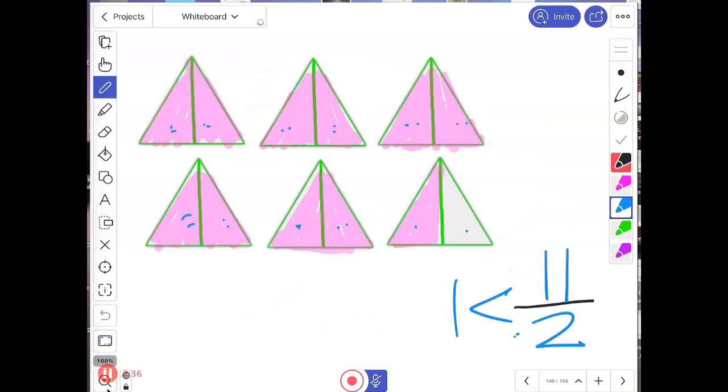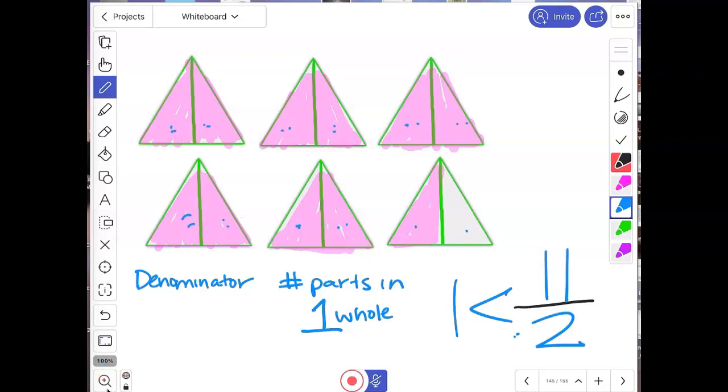Okay, you are going to practice that now. Remember, the denominator is the number of parts in one whole, not in all the wholes combined. That's the mistake that people are making a lot of. So please don't make that mistake. Go practice and then come back for video number 3.